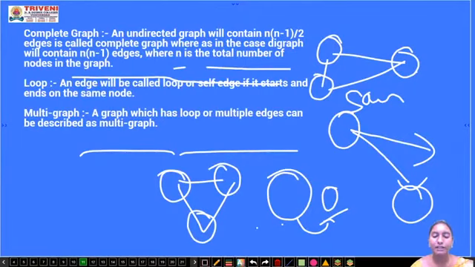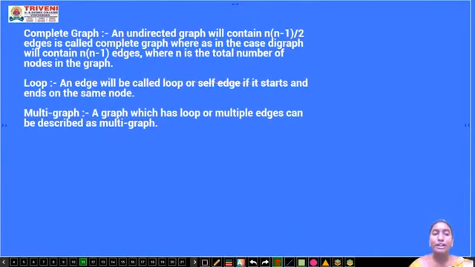And complete graph. An undirected complete graph will contain n into n minus 1 by 2 edges, whereas a digraph will contain n into n minus 1 edges, where n is the total number of nodes in the graph. However many nodes we want to draw, that is the total number of nodes we draw.